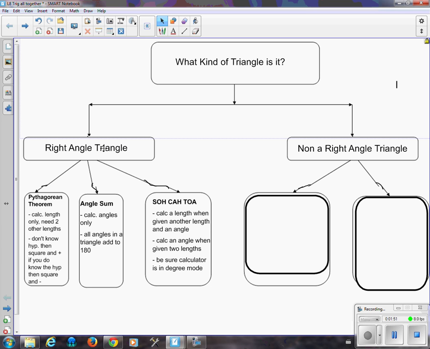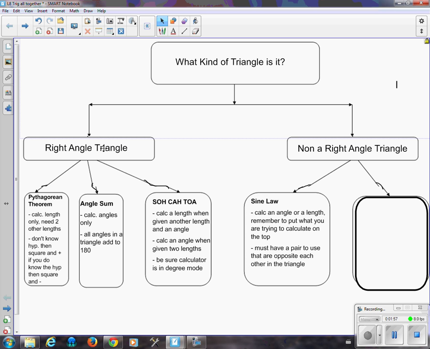For a non-right angle triangle, you have two options. You have the sine law. The sine law can calculate an angle or a length. Remember, when you're using your formula for sine law, whatever you're trying to figure out goes on the top of the formula. To use the sine law, you have to have an opposite pair in the triangle. So you have to have a side and an angle that are across from each other in the triangle.